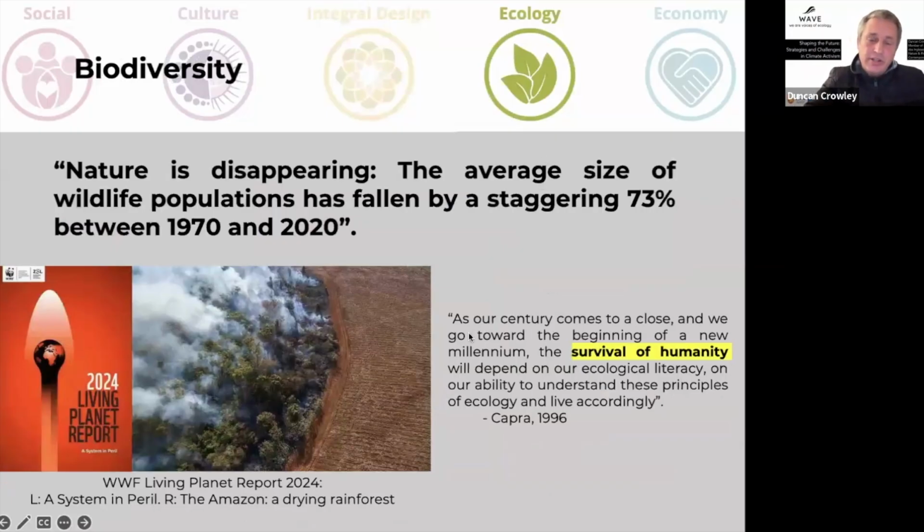The biodiversity crisis is really incredible. We have lost 73% of the wildlife population between 1970 and 2020. We are destroying the planet.